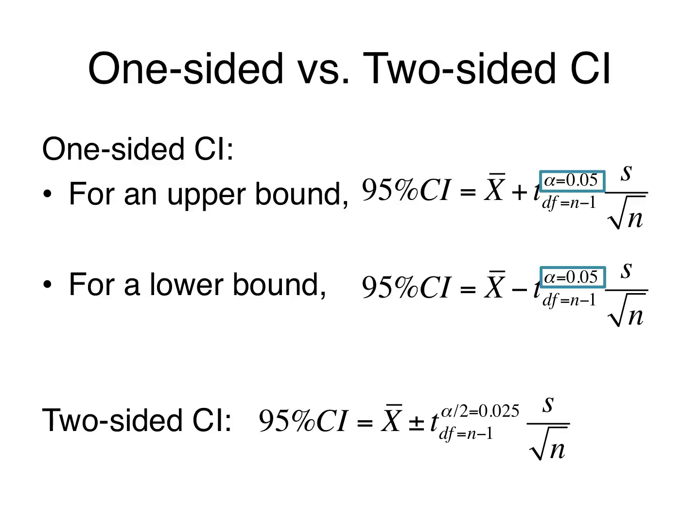So if we're interested in a 95% one-sided confidence interval, we would just use our alpha of 5%. Whereas with a two-sided 95% confidence interval, our alpha is 2.5%. We then add this margin of error to our sample mean for an upper bound, or we subtract this from our sample mean for a lower bound.